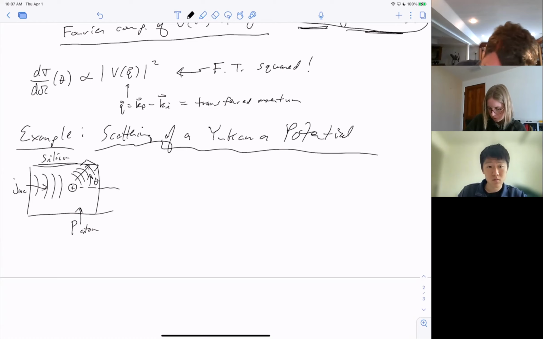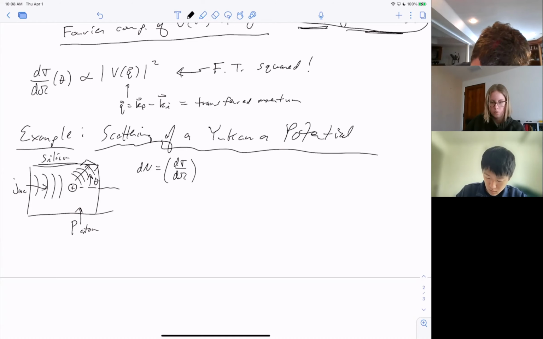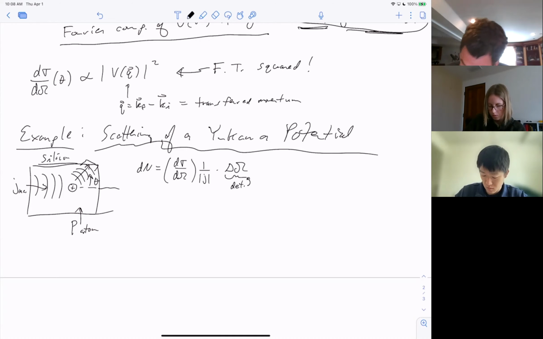I know from the little equation we did before that dN, the number of electrons per time that go into that angle, is going to be d sigma d omega times, let's see, I'm trying to remember the little formulas, 1 over j times the solid angle of the detector. So that's how many of them. I need to know the incident current.